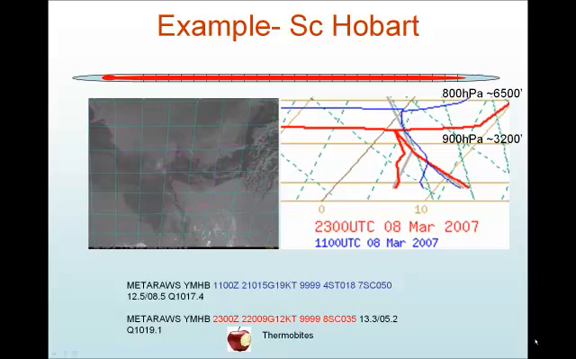Here's an example from Hobart, and on the left you can see an infrared satellite image, and most of Tasmania is covered in a light shade of grey, indicative of a low cloud.